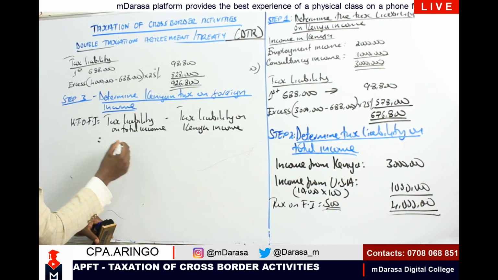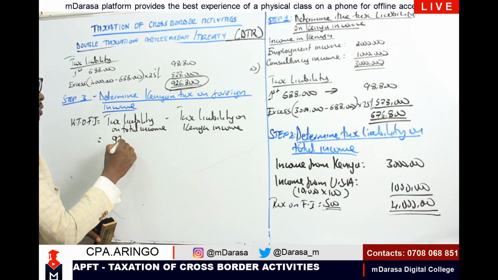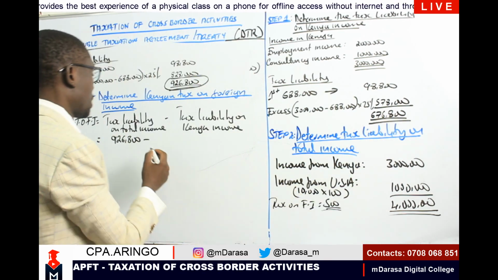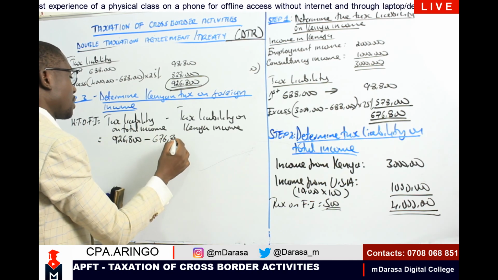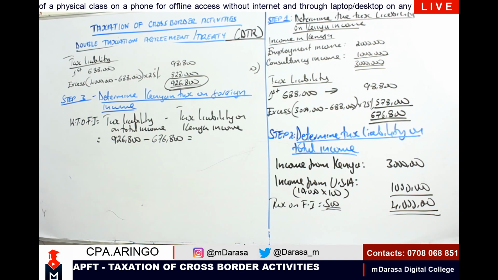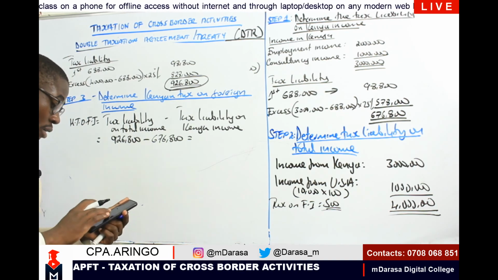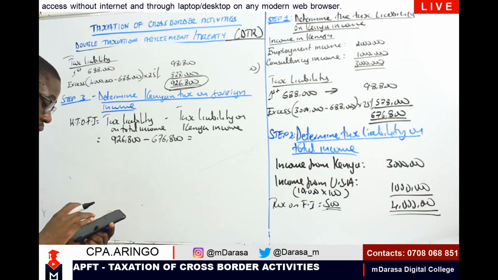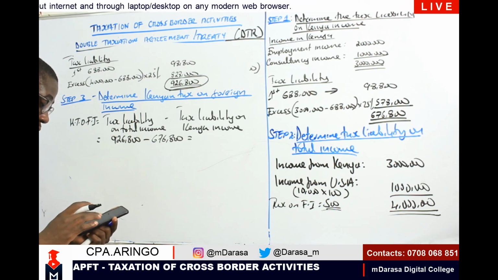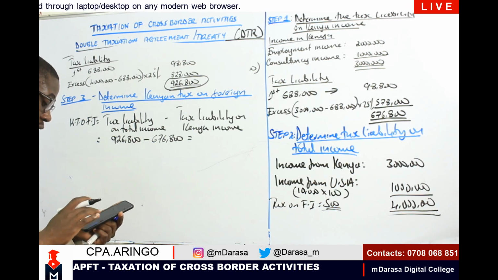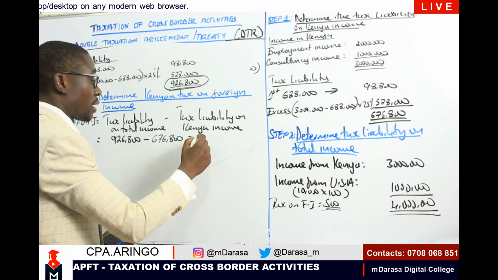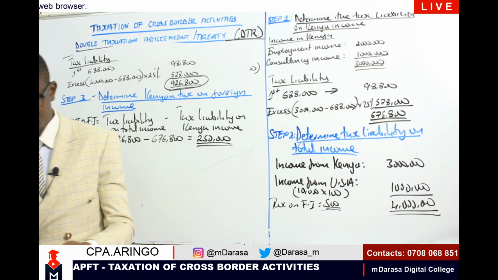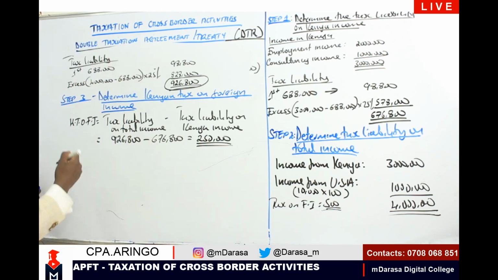So in this case, my tax liability on total income, 926,800. Tax liability on Kenyan income, 676,800. So that should give us a figure of how much, my good students? 926,800 less 676,800. So that should give me 250,000. Now, come and determine your DTR.